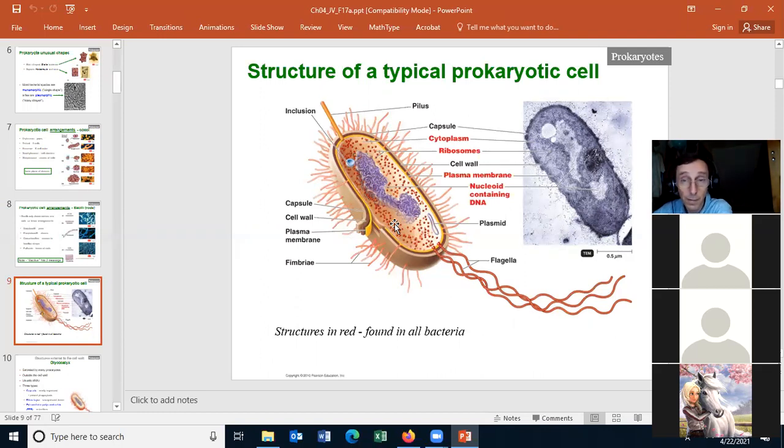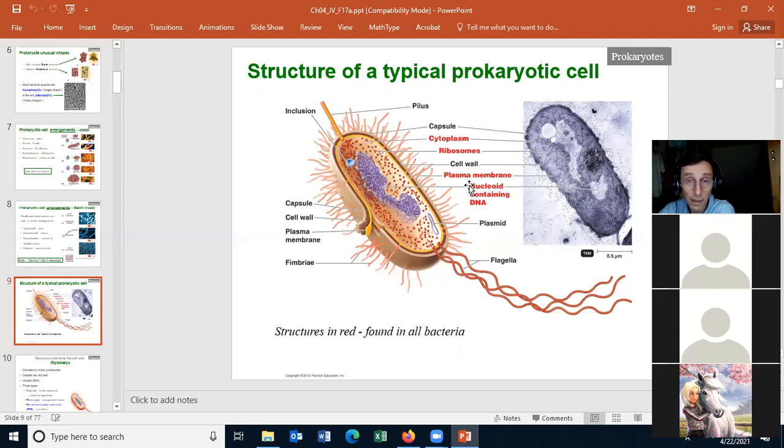So remember on prokaryotes that the nucleoid region is wherever the DNA is floating in the cytoplasm. There is no boundary between the nucleoid region and the cytoplasm. In eukaryotes, there is a boundary, and that we call the nuclear membrane. Okay? Any question about any of that?